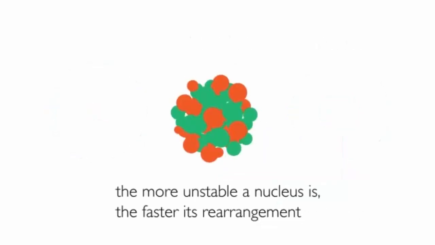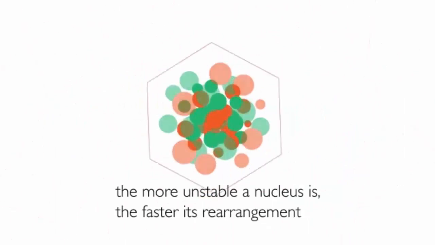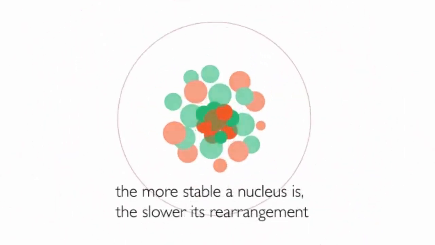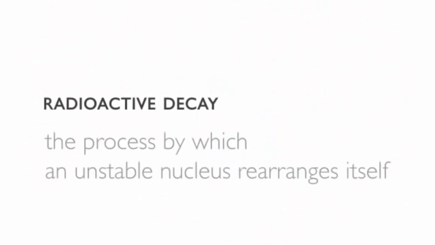The more unstable a nucleus, the faster it will try to rearrange itself into a more stable state. And another name for this process is radioactive decay.